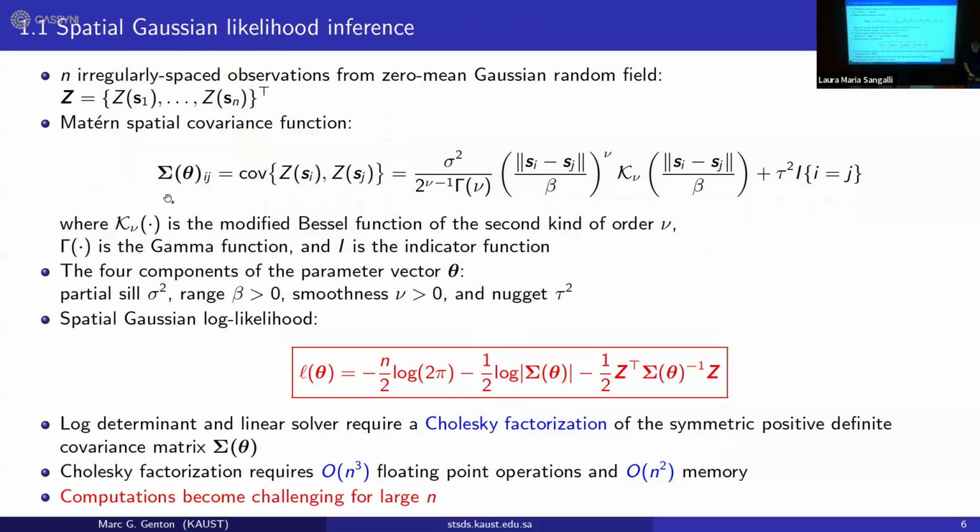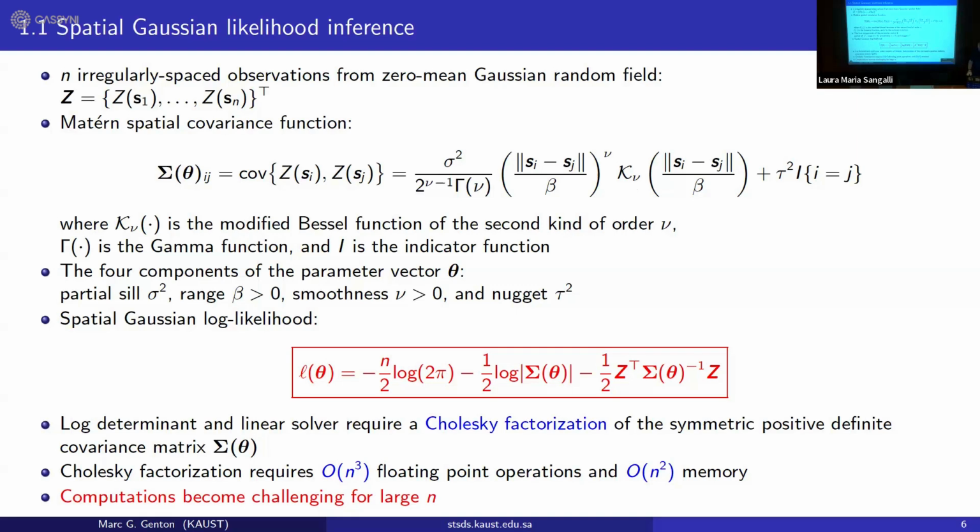And the entry ij of a covariance matrix sigma, which will be of dimension n by n because we have n locations in space, will be given exactly by this Matern covariance, which has 4 parameters. Sigma square here is called the partial sill. There's a range parameter beta in the denominator that tells us how quickly the covariance dies with the distance, so the norm of the difference between 2 locations Si and Sj. We have a smoothness parameter nu here that appears here and as the order of this Bessel function.